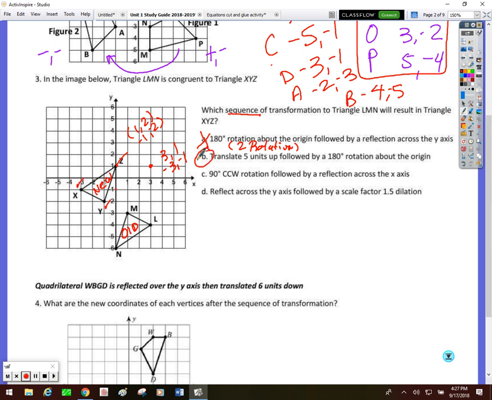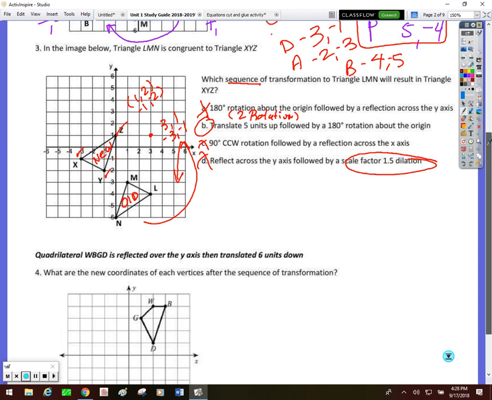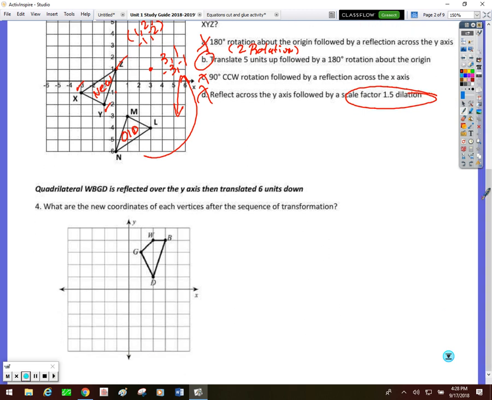Okay, but let's keep going just to make sure we can understand there's not more than one. All right, 90-degree counterclockwise rotation would take it from 3 or 4 into 1, and if I reflected it back across the x-axis, it puts it right back into the same quadrant, so it can't be that one. Okay, reflect across the y-axis followed by a scale factor of 1.5. Well, I can do this right now without even looking, because that means it would get bigger, and if you look, these two are the same size, so it can't be D. All right, so how's that working? Good. All right, what about this one?